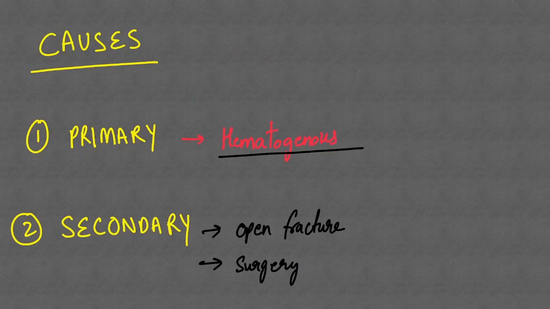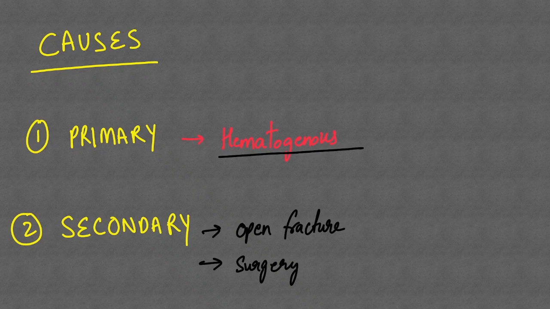than 2 weeks. Coming to the causes of osteomyelitis, there can be a primary cause in which the infection has reached the bone through the hematogenous route, or through the blood. This comes from a different infection in the body which travels to the bone through the bloodstream. In the secondary causes, the examples are open fractures and surgery. In these cases, the infection is implanted into the bone directly.